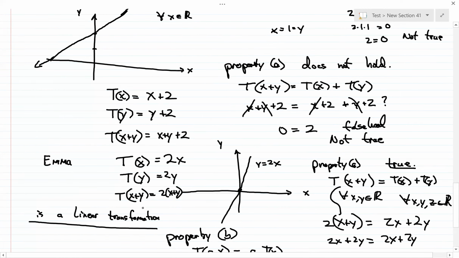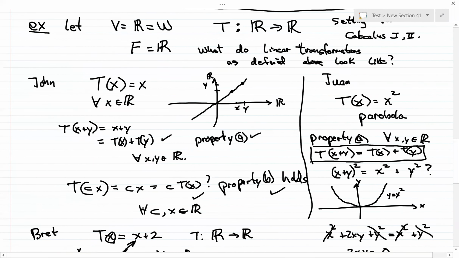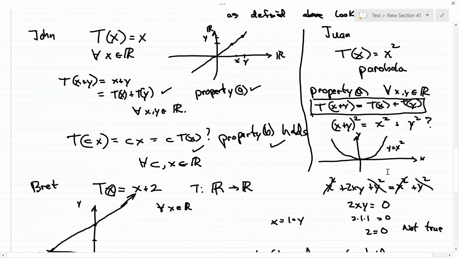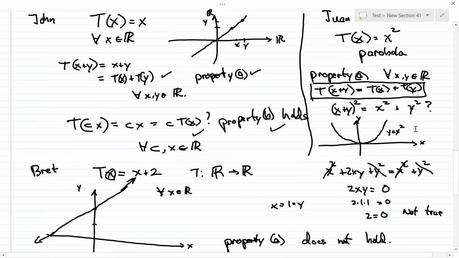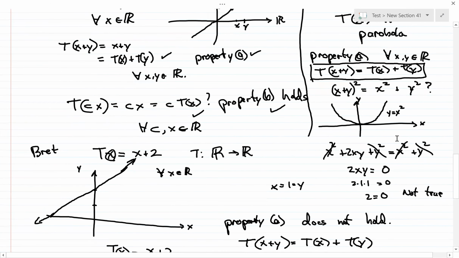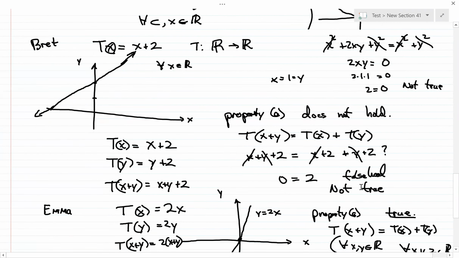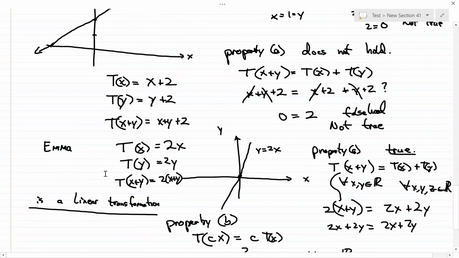Okay, so let's put all this together. John gave us the identity function for the line y equals x. That worked. One tried the parabola, but it doesn't satisfy property A, the linearity property. So that was not linear. Brett came back with another line, but it didn't go through the origin. And that cost us the linearity property because we checked it and it didn't work. Emma noticed that and came back just multiplying x by 2. So that's another line, but it's through the origin this time, and it seems to work.